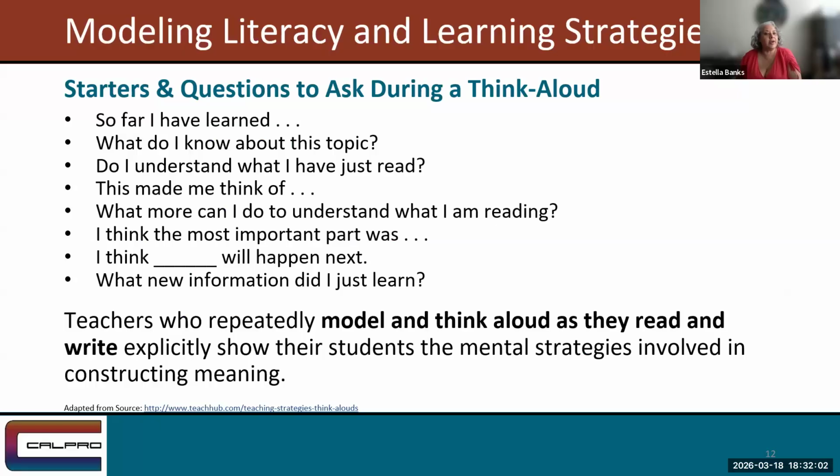So here are effective starters and questions that you can use during the Think Aloud. For example, so far I have learned, what do I know about this topic? Do I understand what I have just read? This made me think of, what more can I do to understand what I'm reading? I think the most important part was, and I think blank will happen next. What new information did I just learn? So when you repeatedly model and think aloud as you read and write, you are explicitly showing your students the mental strategies that are involved to construct meaning.